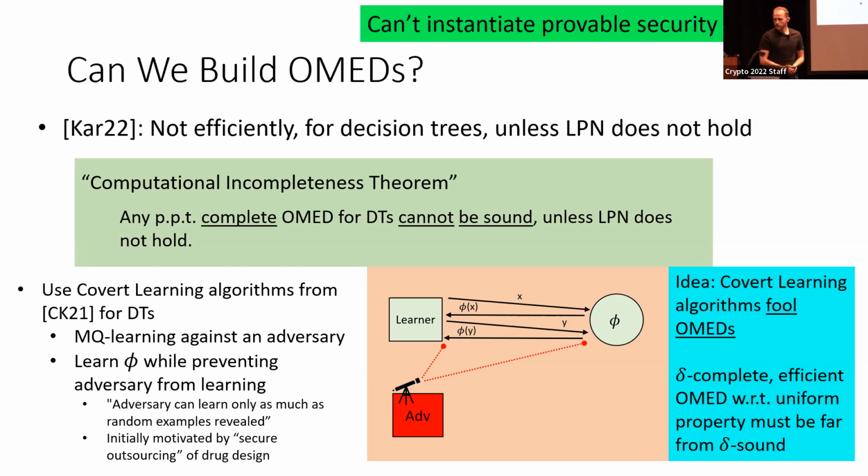So the point here is that our provable security lemma required complete and sound OMEDs. So if you believe in the learning parity with noise assumption, then you can instantiate that lemma.